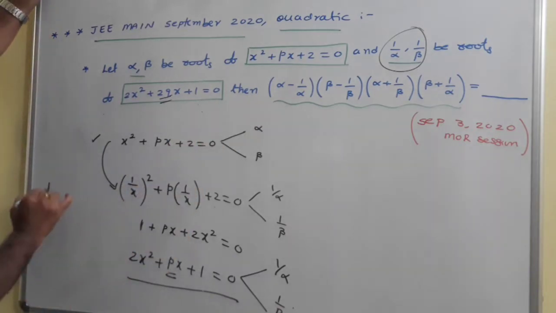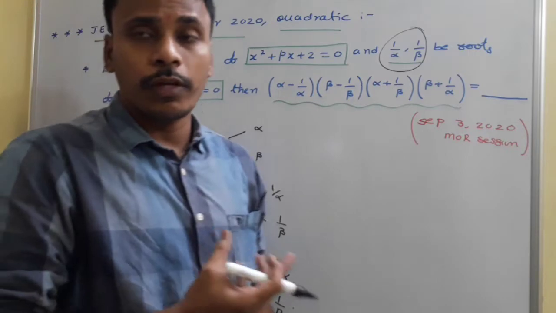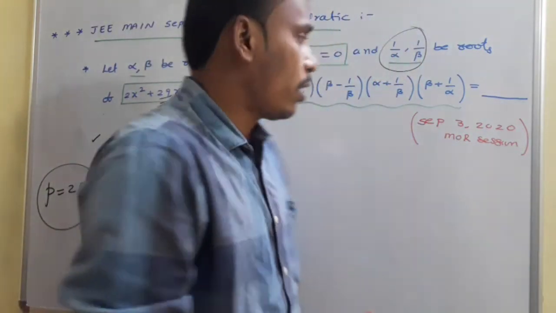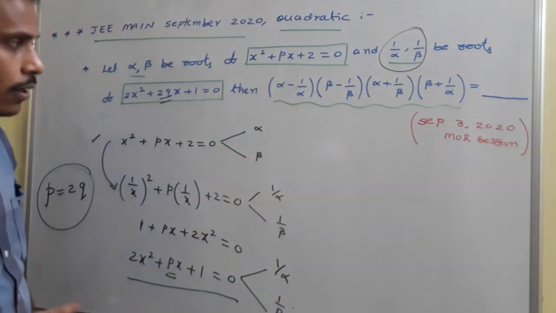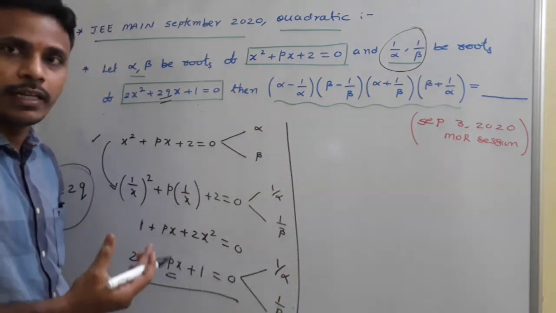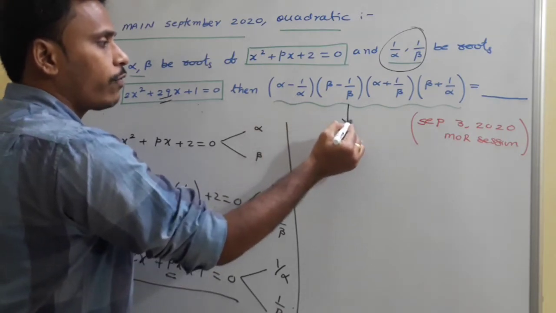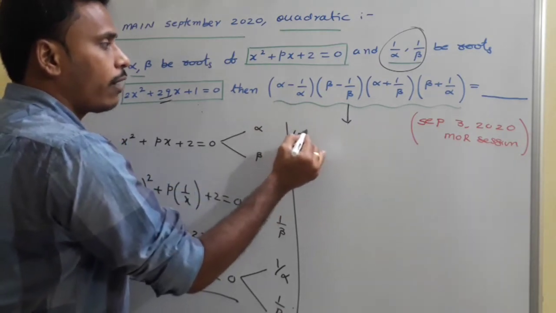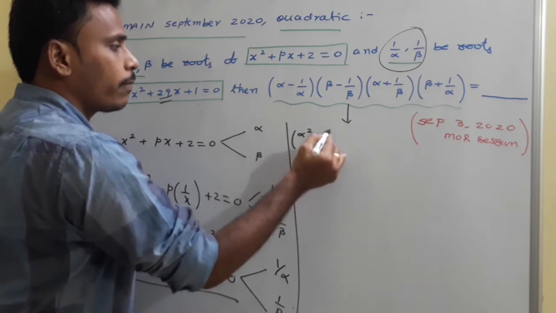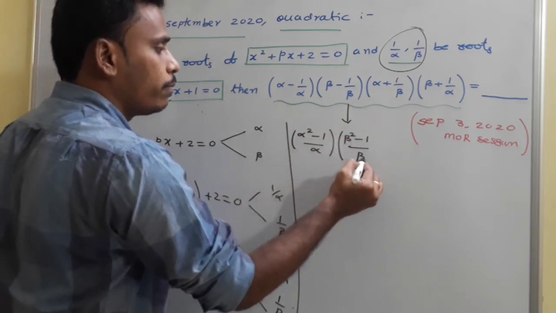And what is that relation? That relation is P is equals to 2Q. Okay? We have that particular relation, P is equals to 2Q. Now we need to find this product. So now to find the product, the usual way is just multiplication. So alpha into 1 minus alpha is simply nothing but alpha square minus 1 by alpha, and which is simply nothing but beta square minus 1 by beta.